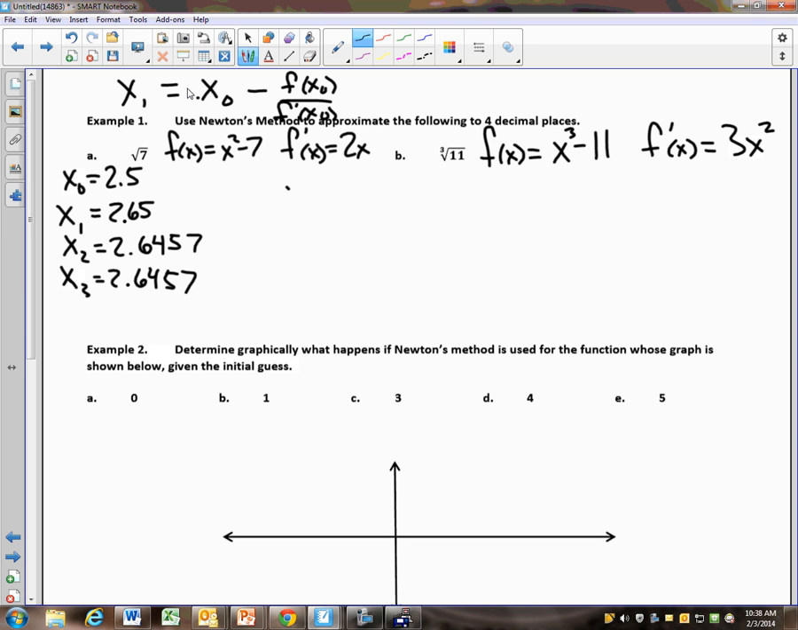We're going to let Megan guess. What do you want to guess, Megan? 2.2. Okay, we'll pick 2.2. Now, just make sure that the cube root of 8 is what? 2. And the cube root of 27 is 3, so you know it's going to be between 2 and 3. So Megan picks 2.2, we'll roll with it. X sub 0 equals 2.2.